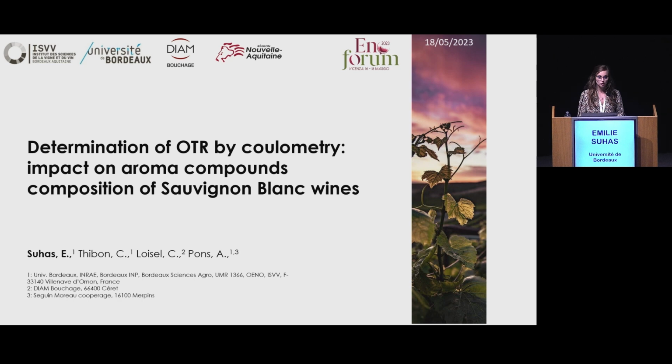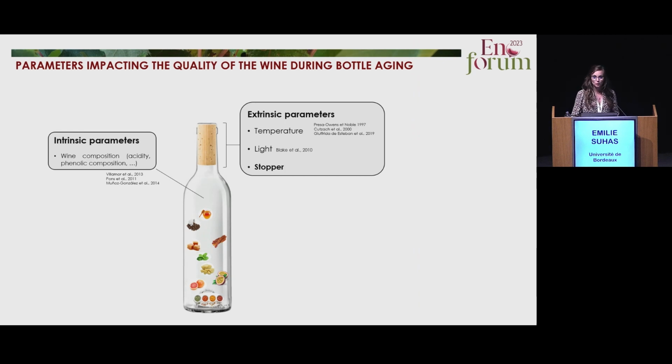As it's been mentioned, I'm a student of the University of Bordeaux, and I'm in my last year. I'm preparing my thesis supported by DIAM. My thesis will focus on Bordeaux wines, both red and white, so with a long aging over 10 years. I'm going to present the early results of my investigations that concern Sauvignon.